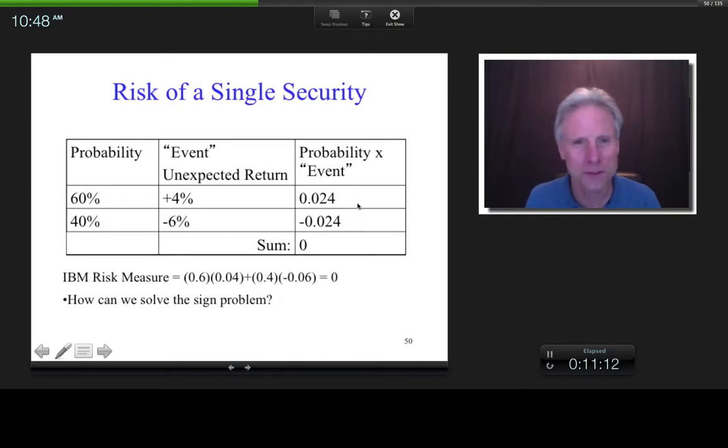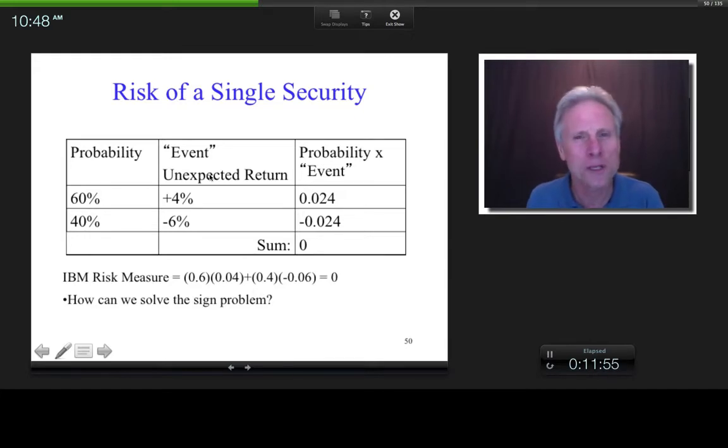Well, there's a couple different things we could do. Either we could say, all right, well, let's make the event the absolute value of the unexpected. So this would be a plus 4, and we'd force that into a plus 6. And sure, we could go ahead and do that, and the formula would work. What's another thing we could do? Well, what if we squared this? So plus 4 times plus 4, that's still a plus number. Minus 6 times minus 6, what does that turn into? When you multiply a minus by a minus, what do you get? You get a plus, right? So we could square this, and that would also work. In both cases, we'd get rid of the sign problem.